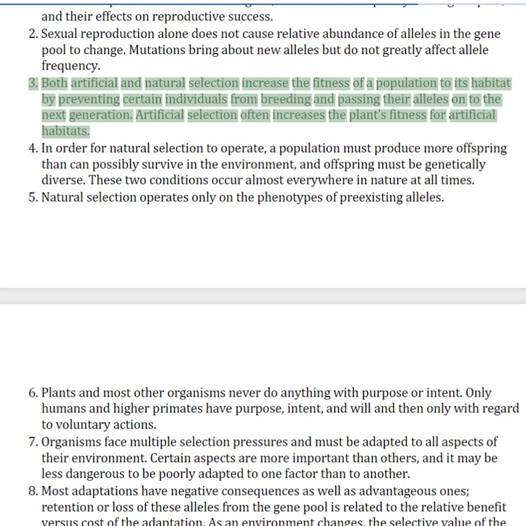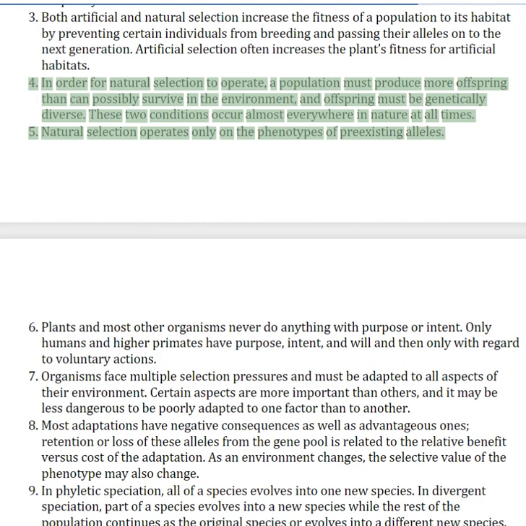3. Both artificial and natural selection increase the fitness of a population to its habitat by preventing certain individuals from breeding and passing their alleles on to the next generation. Artificial selection often increases the plant's fitness for artificial habitats. 4. In order for natural selection to operate, a population must produce more offspring than can possibly survive in the environment, and offspring must be genetically diverse. These two conditions occur almost everywhere in nature at all times.